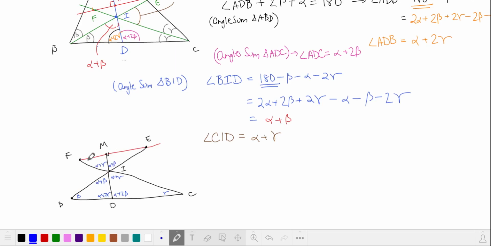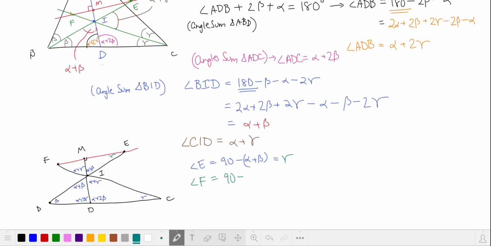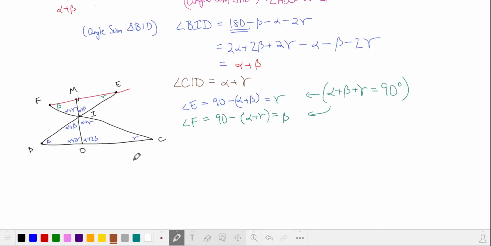Since we have right triangles up top here, this angle at E is 90 minus alpha plus beta. And when we substitute and simplify, this is equal to gamma. Our angle at F is 90 minus alpha plus gamma. This ends up being beta. So we have congruent angles in the top and the bottom triangles. So triangle FIE is similar to triangle BIC. Since M is the midpoint of AD, we have IM plus ID. This is equal to 1/2 of AD, or 3 root 2 over 2.